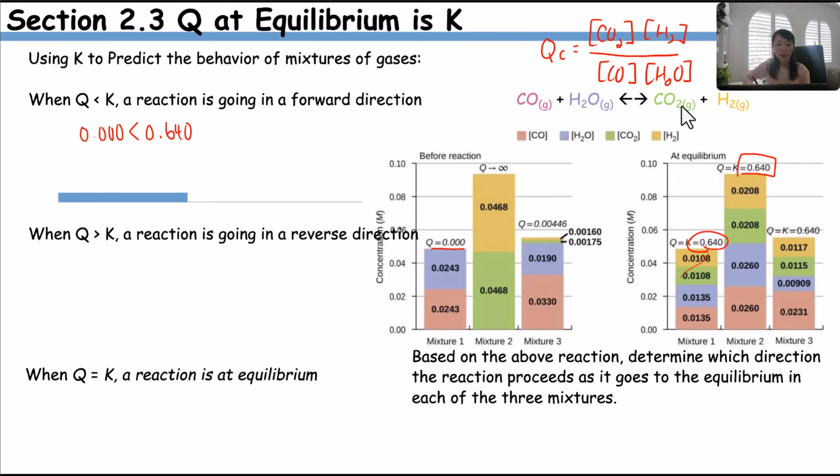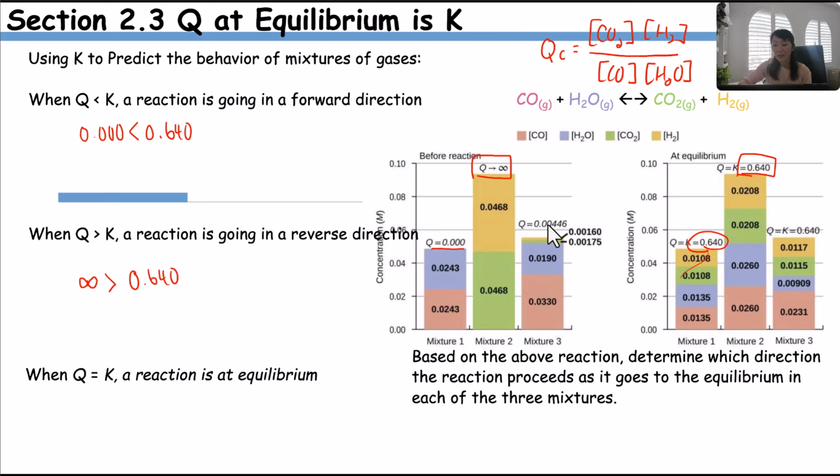If Q is bigger than K, so in this case infinity is definitely bigger than 0.640, that's this scenario here. And you'll notice that it's going in the reverse direction, so all the product is forming into here. But when Q and K are equal to each other, then that means we're at equilibrium.